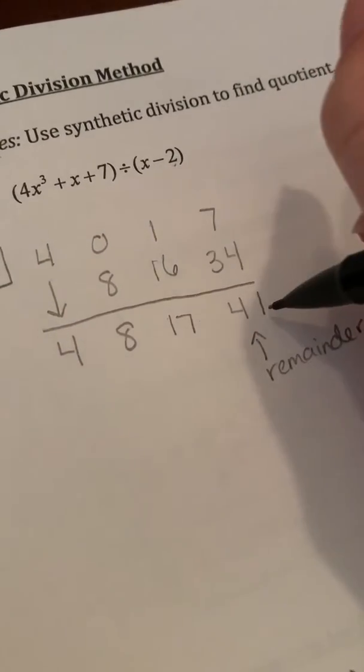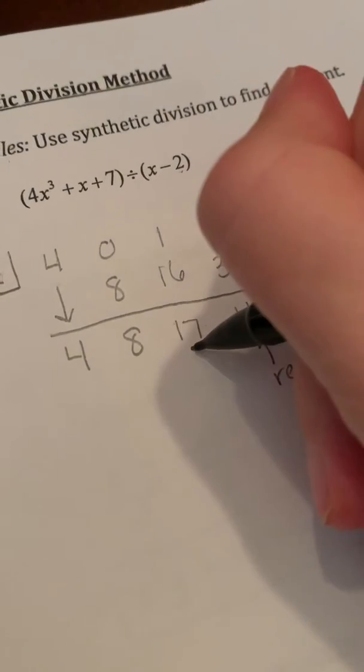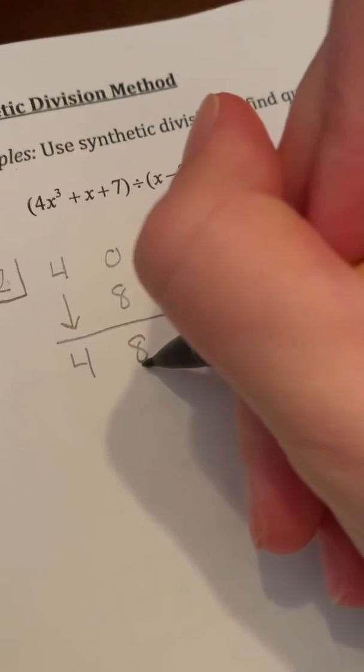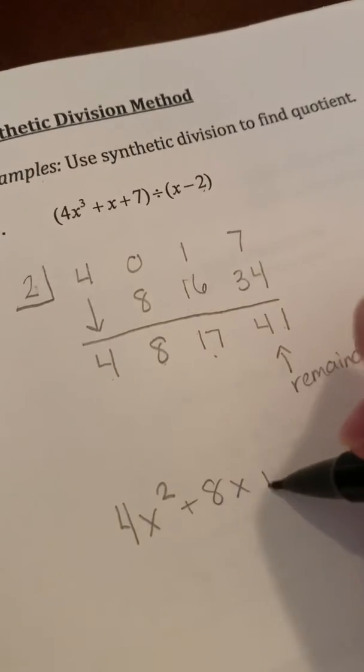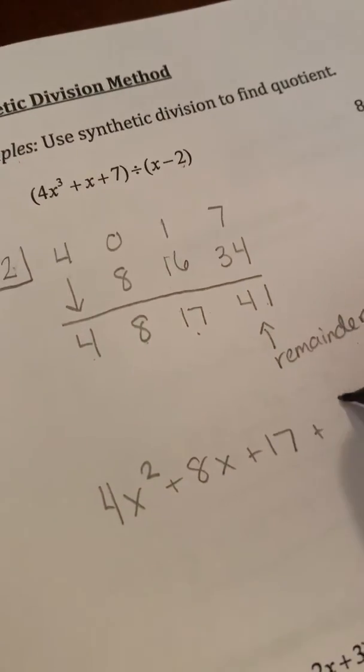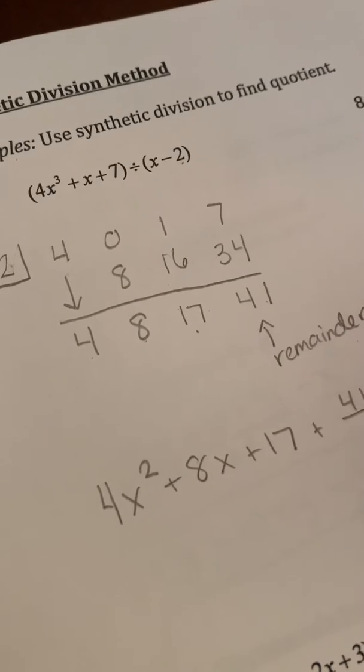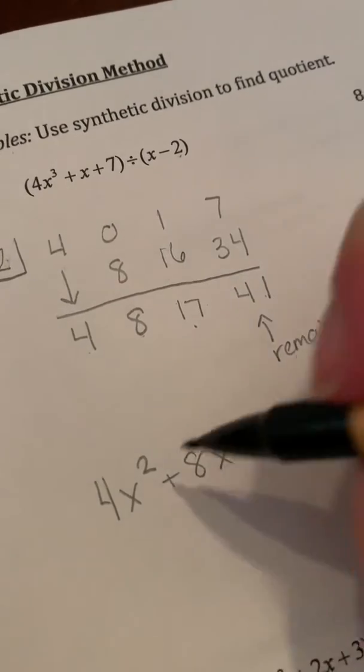I now work backwards. If this is my remainder, this is my constant, this is x to the first, and this is x squared. So my final answer is 4x squared plus 8x plus 17, and then plus the remainder, which is 41 over x minus 2.